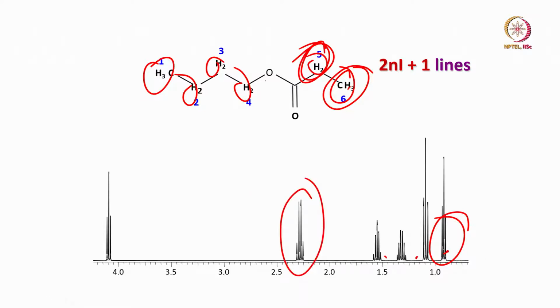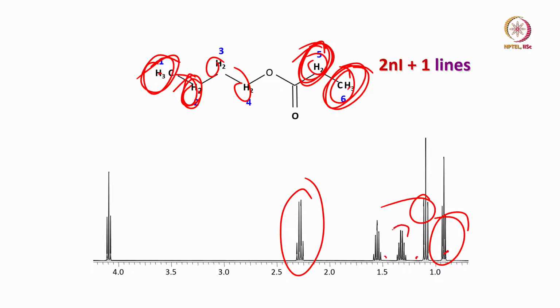And there is no other coupling possible because they are separated by several bonds, 1, 2, 3, 4 bonds away. Coupling is almost 0, so you will not see it. So this has to be a quartet, this has to be a triplet. 2 groups are identified. Then if you come here, this CH3 has to be a triplet because of this CH2. So another triplet is there. And then this CH2 is a quartet and then also becomes a triplet because of this.